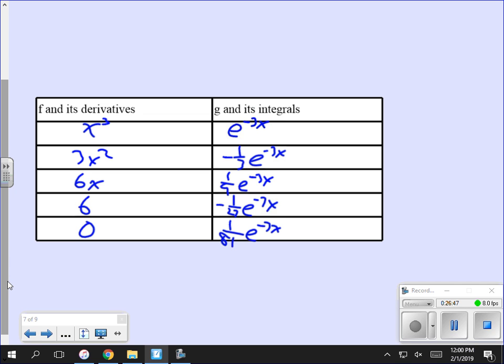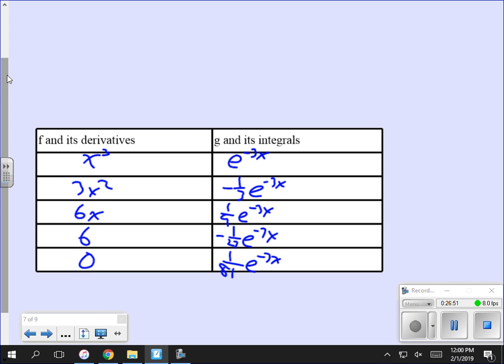What I do is each term of my answer is the product of these two diagonal items. So my first term is negative 1/3 x cubed e to the negative 3x. That's my first term.